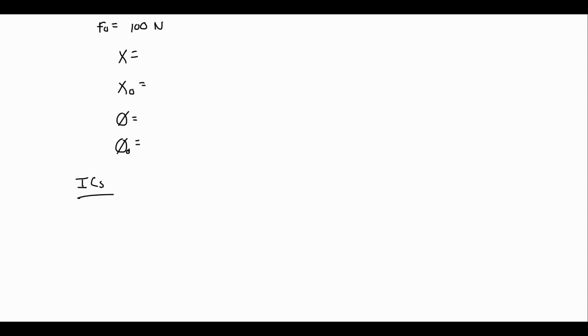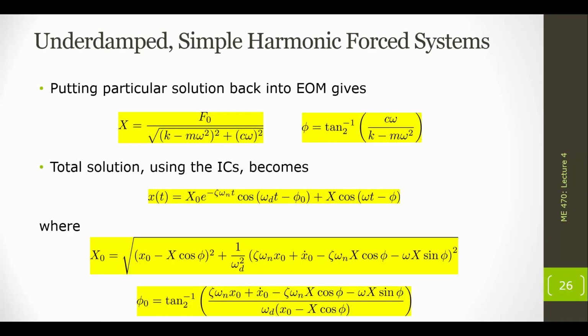So we were told that x naught was 0.01 meters, so that's in base units, and our x naught dot, which was just written as v naught, initial velocity, is 0. So we need to find the x naught and the phi naught. Referring back to when we have an underdamped simple harmonic forced system, these are the formulas we want to use for x and for phi. And then we can find the x naught and the phi naught once we put in the initial conditions.